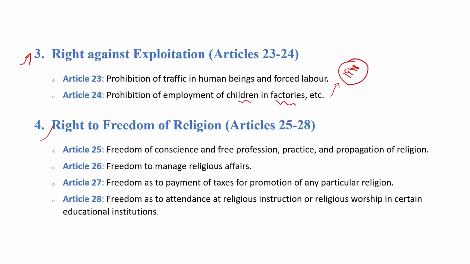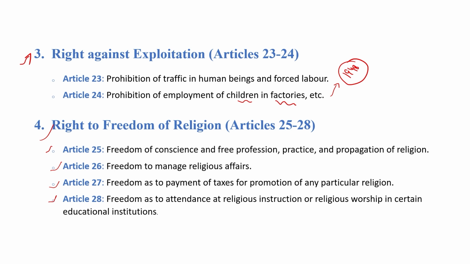Right to freedom of religion. Articles 25 to 28 explain the right to freedom of religion. There are four articles: Article 25, Article 26, Article 27, and Article 28, which explain the right to freedom of religion.